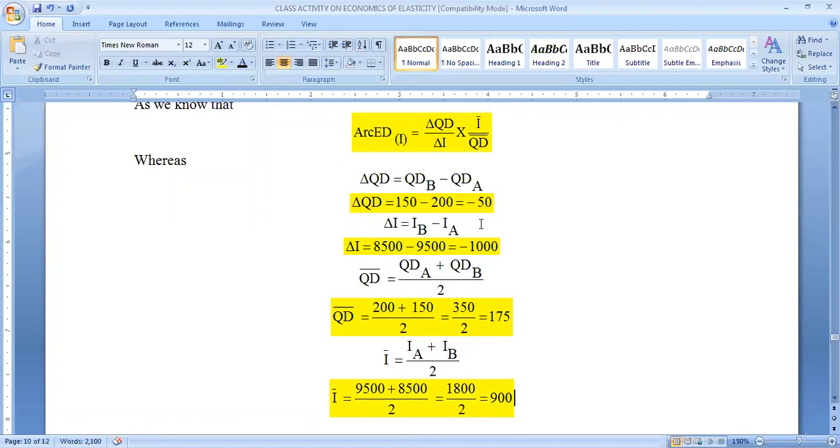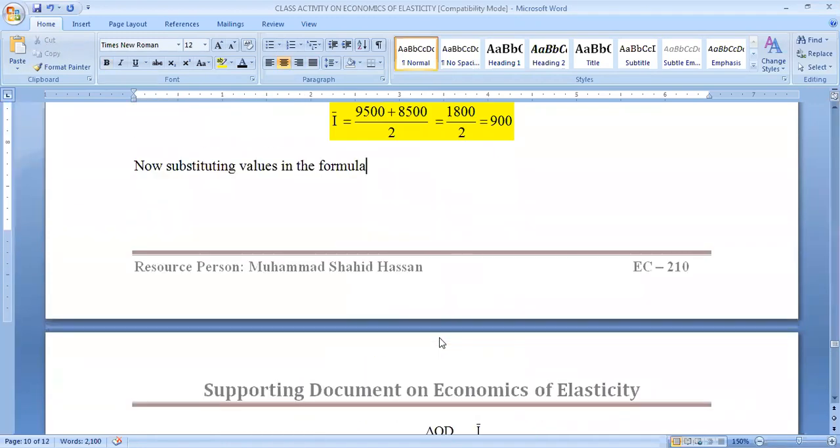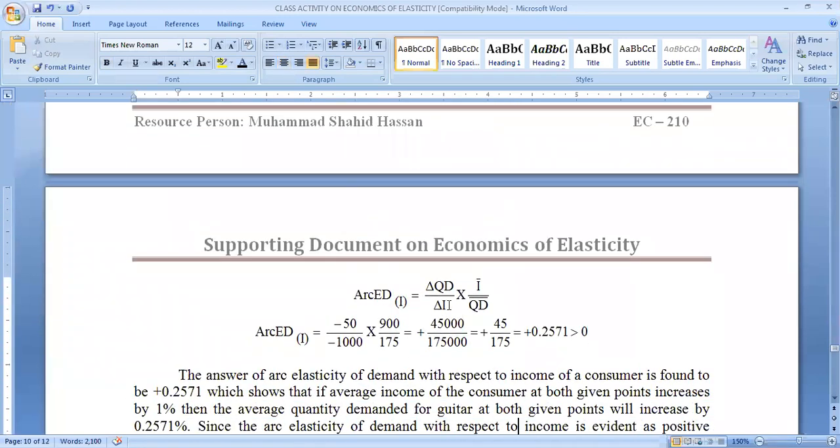Up till here we have found all the four components of the arc elasticity of demand with respect to income. Now substituting all these four components into the formula to obtain the further results. Now substituting values in the formula, it is delta QD over delta I multiplied by I bar over QD bar.